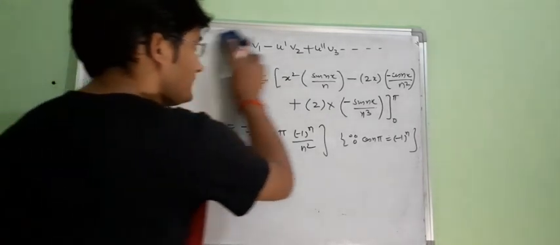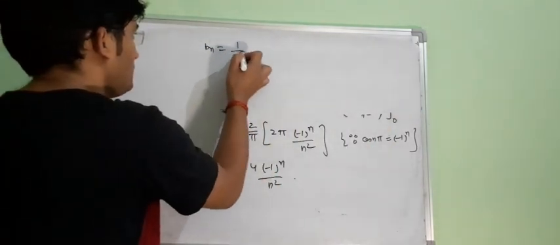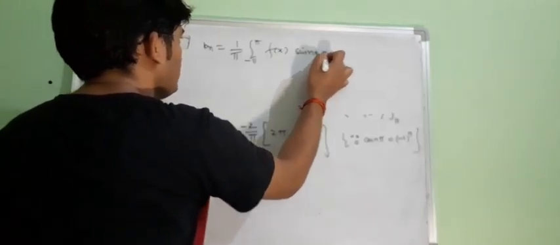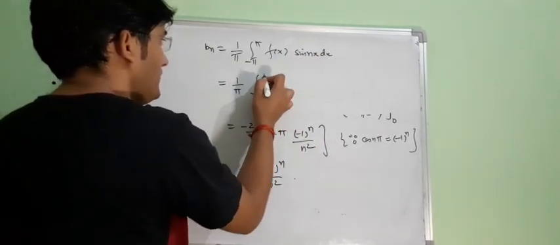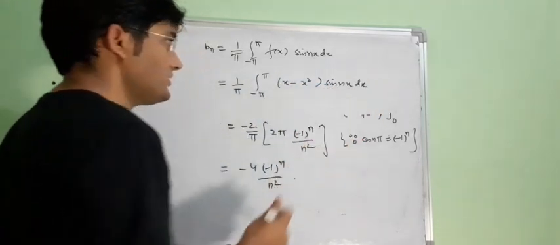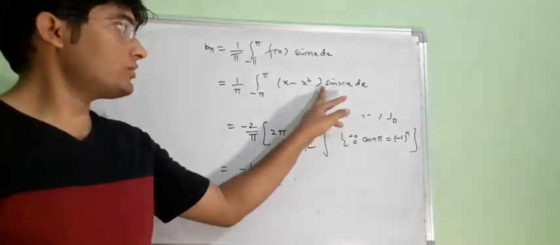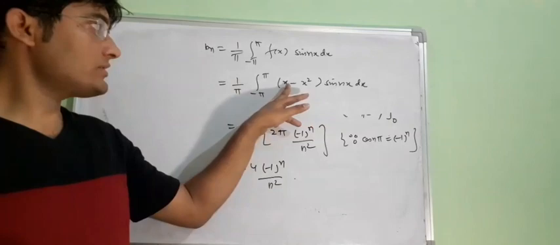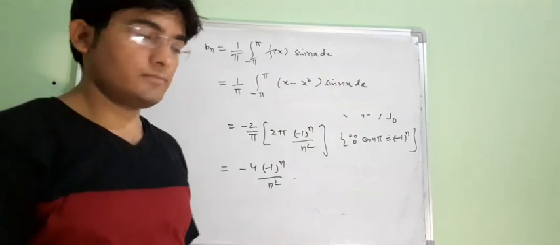Now let us compute bn. bn is equal to 1/π ∫ from −π to π of f(x) sin nx dx. So this will be 1/π ∫ from −π to π of (x − x²) sin nx. Here you can see that x² is even and sin nx is odd, so their product will be odd, and x sin nx is an even function because x is odd and sin nx is odd, so their product will be even.